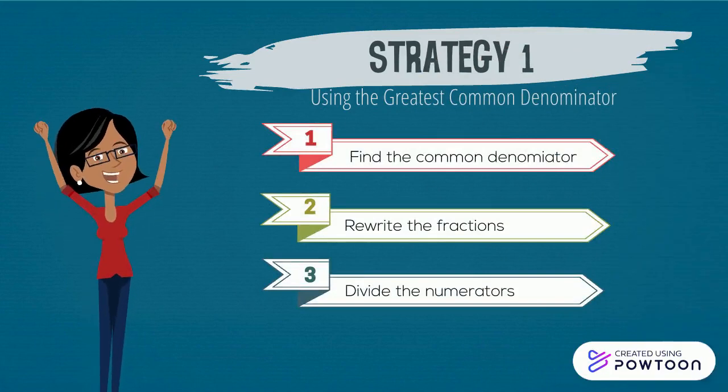Now let's talk about strategy number 1, using the greatest common denominator. Step 1, find the common denominator. Step 2, rewrite the fractions. And step 3, divide the numerators.